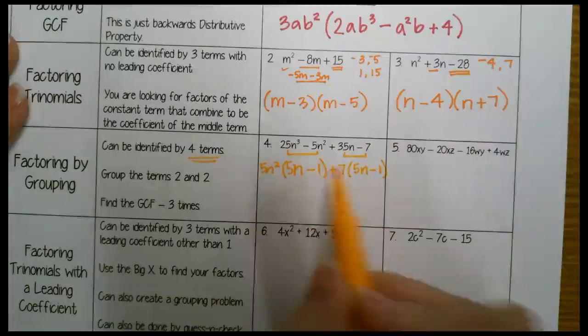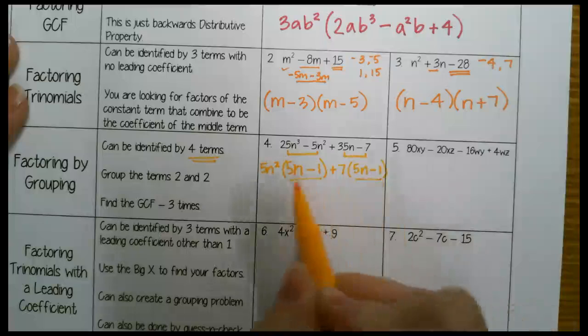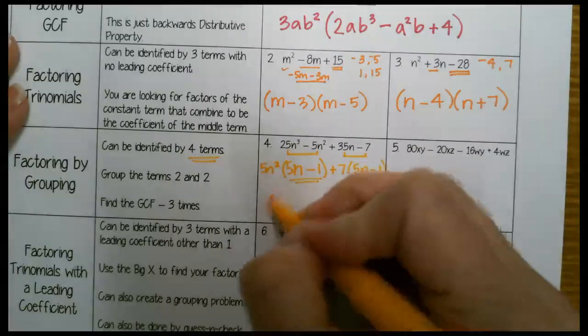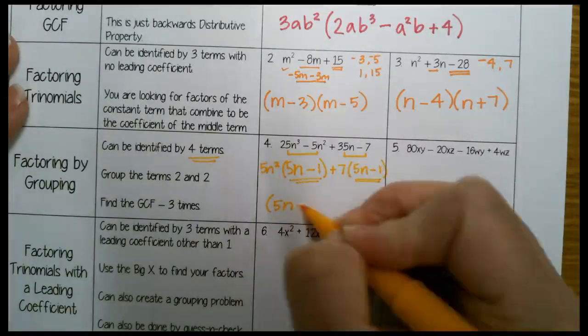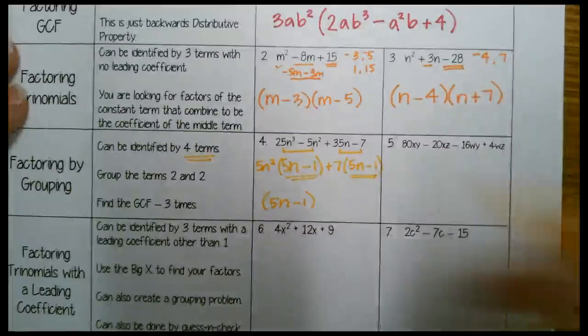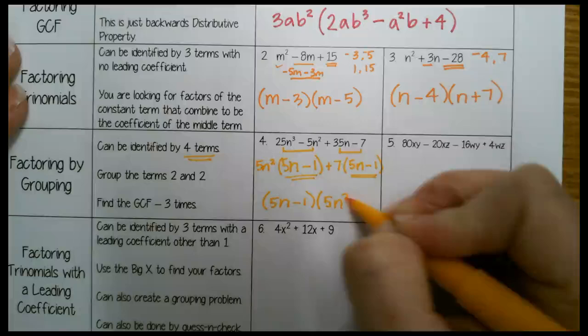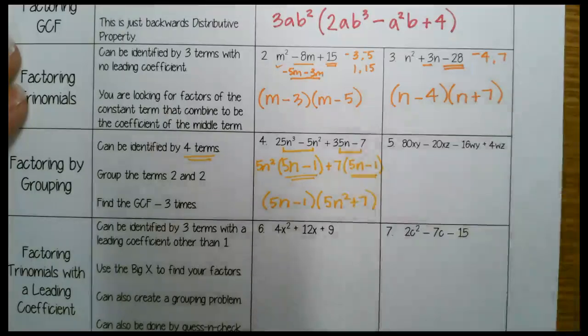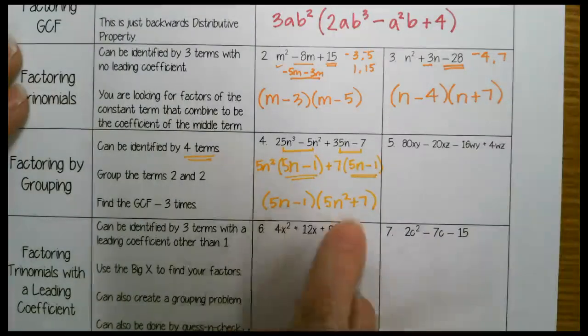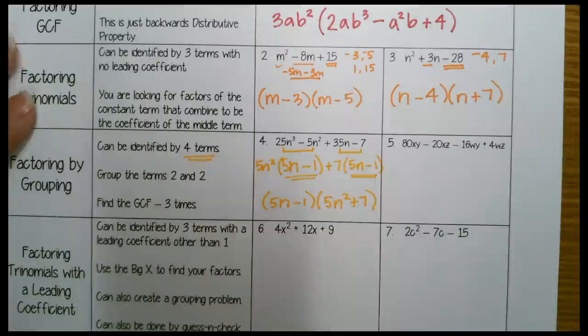So that's not a coincidence. Now I have a common factor of 5n minus 1. So we know that's one of our parentheses. And then the other one we'll get from the GCF of each group. And again, if we distribute this back together, we'll get what we started with.